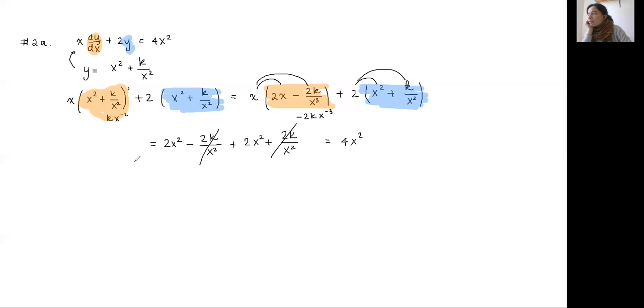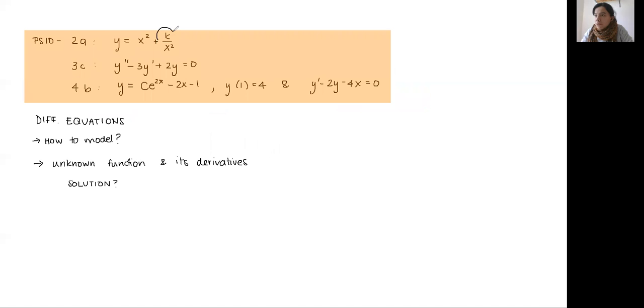I don't know where the k came from. Okay, so this is one of the corrections that I made. At the beginning, there's a typo in the problem set. Okay, that's all. Thank you. Yeah, no problem. Okay, any other questions?